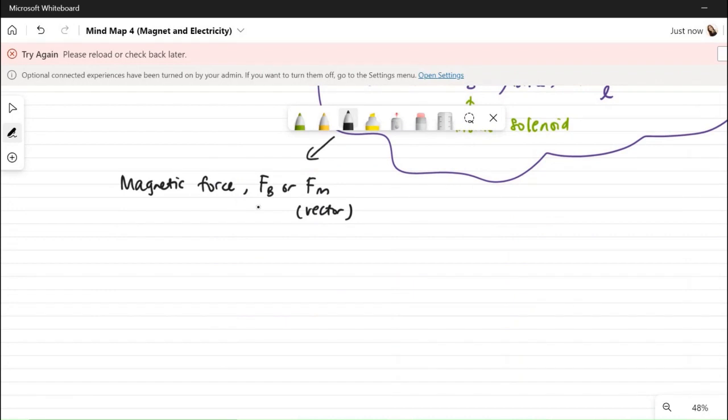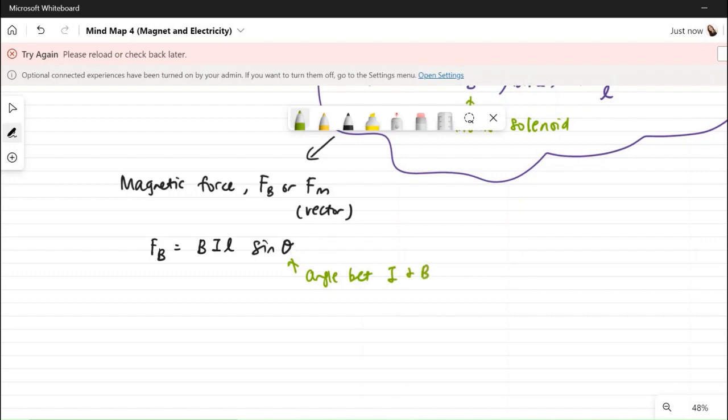So what is the magnitude of the magnetic force? F_B is equal to BIL sine theta, right? Where I is the current flow in the wire, L is the length of the wire, and theta here is the angle between I and B, right? Angle between I and B.